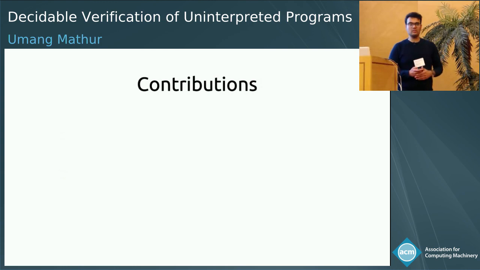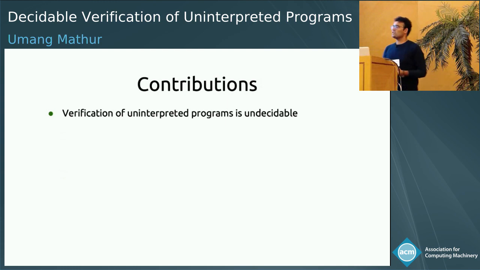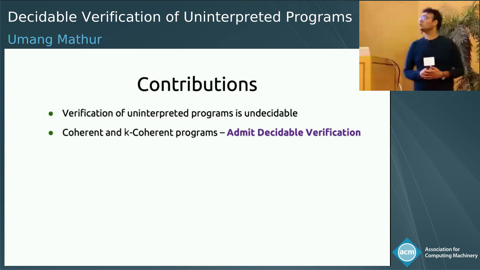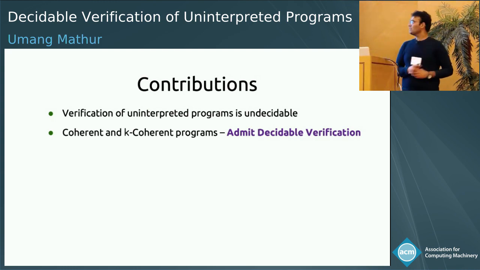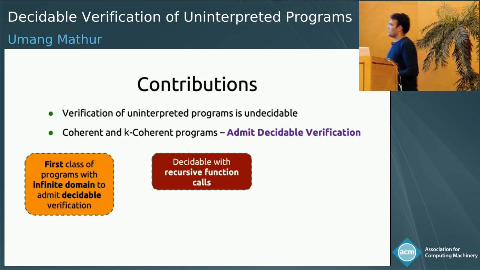Let me summarize the contributions of the paper. The first result we have is that verification of uninterpreted programs is an undecidable problem. The main contribution of the paper is this class called coherent programs, or in general k-coherent programs, that admit decidable verification. In fact, to the best of our knowledge, it is the first natural class of programs that work over infinite domains and yet admit decidable verification. We show that these programs are decidable even in the presence of recursive function calls.